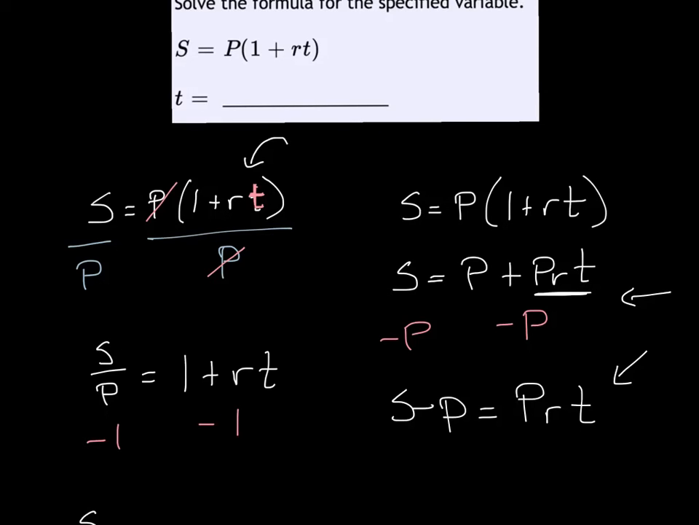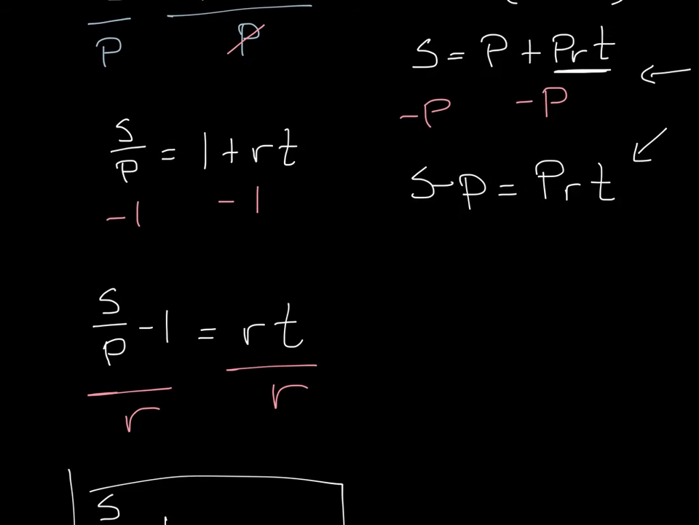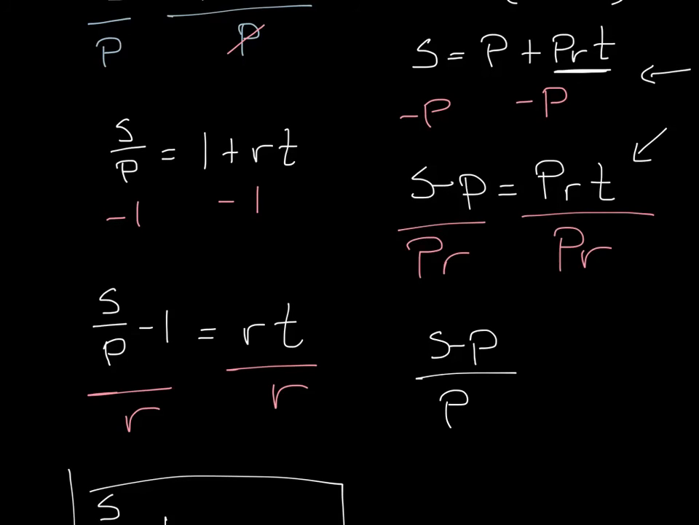Finally, then I say, what's happening to my t here? It's being multiplied by p and r, so I'm actually going to divide by both of those. And in doing so, I get t by itself on the right-hand side of the equation.